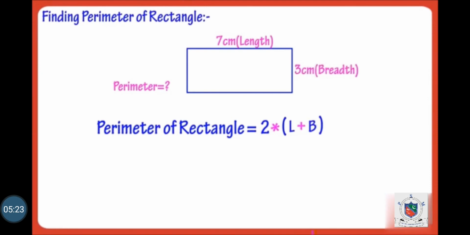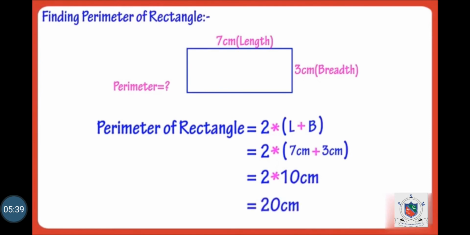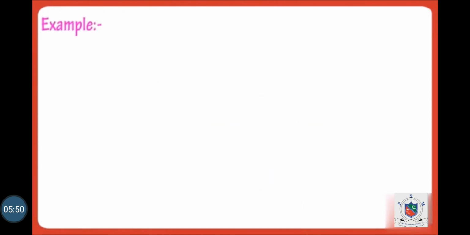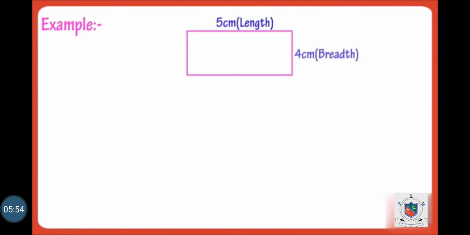The length is 7 centimeter and the breadth is 3 centimeter. As you know that they are both in brackets, first we need to add and then we have to multiply it by 2, means we have to double it, and it will be 20 centimeter. My dear students, don't forget to write the measurement unit. If you have been given in meters, you need to write in meter. If it is in centimeter, you need to write in centimeter.